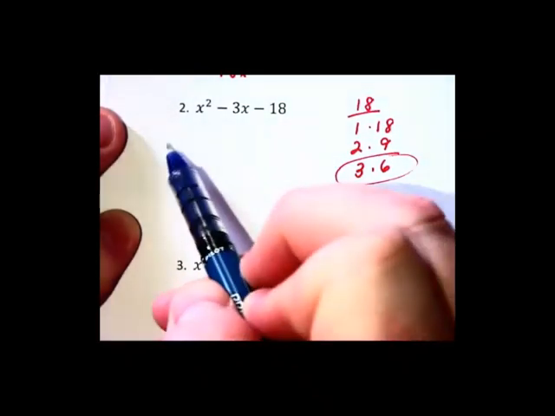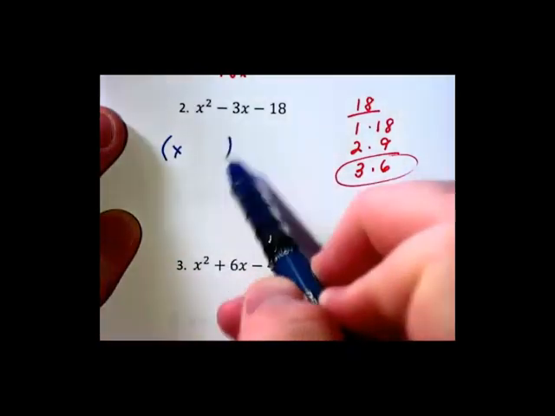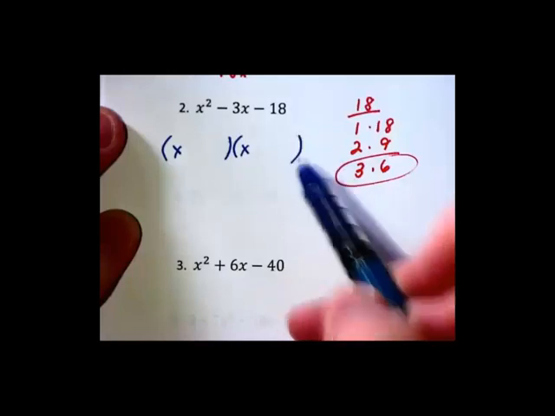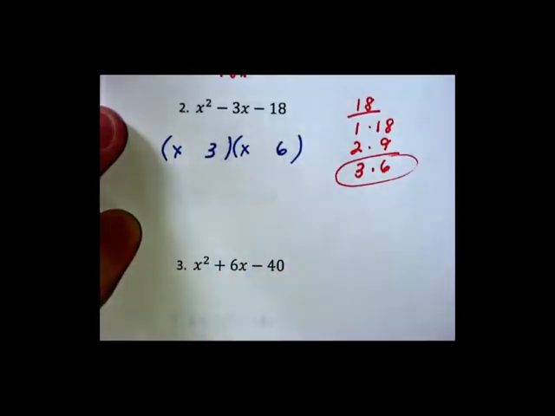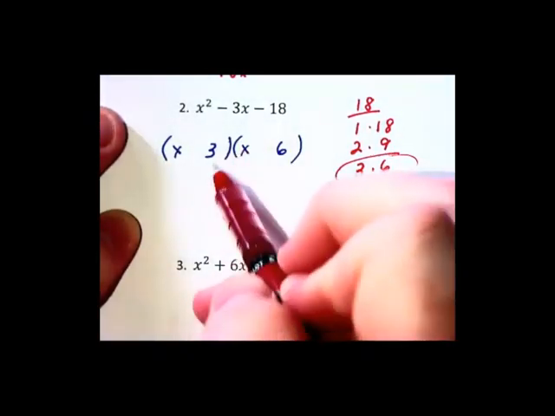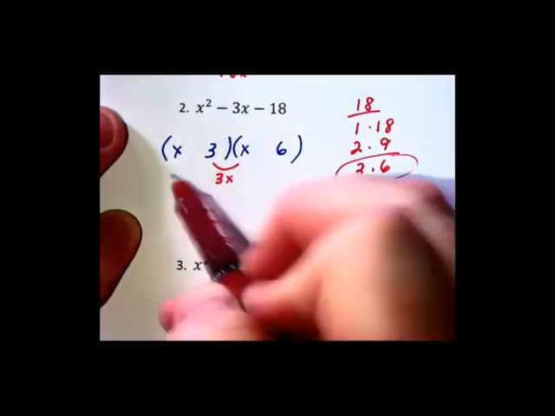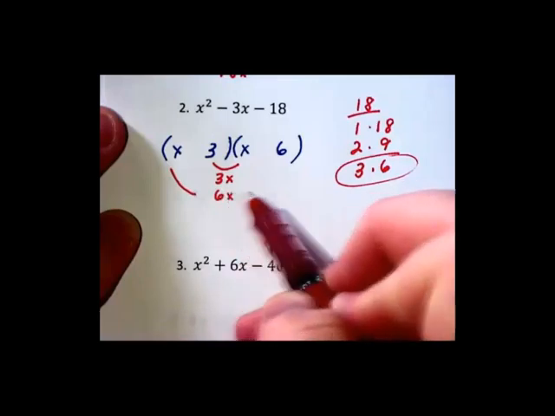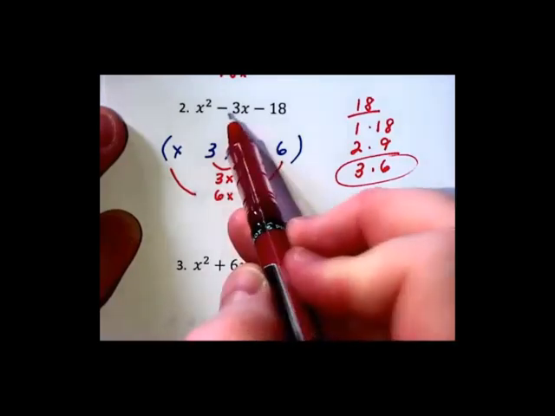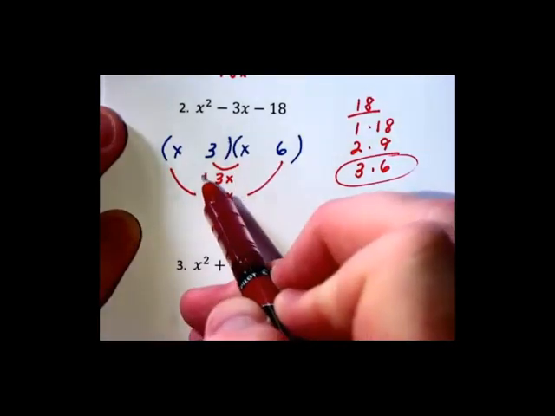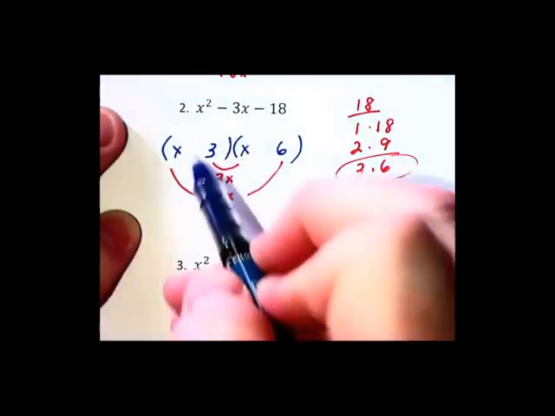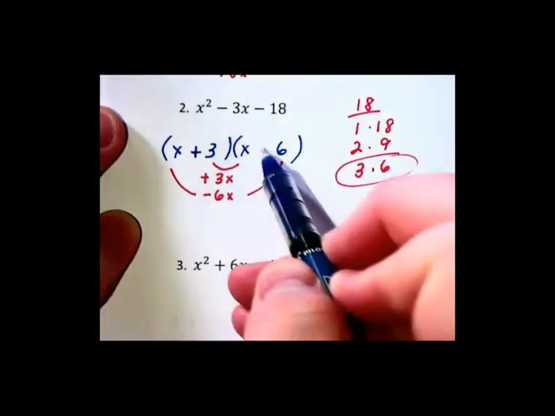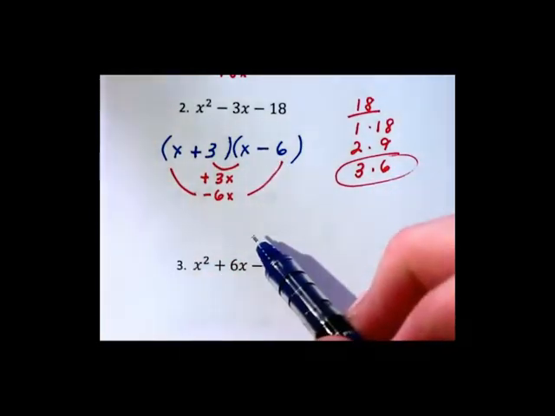So we're going to break this into two parentheses, each beginning with an x, and then we're going to put our 3 and our 6 in. Now we're going to check our signs. We have a 3x on the inner and a 6x on the outer. We need them to add up to negative 3, and that will happen if we have a positive 3 and a negative 6, which means we'll have a plus in the first parentheses and a minus in the second parentheses.